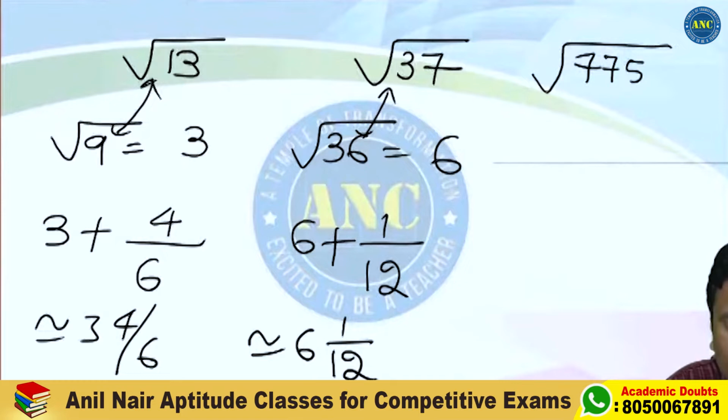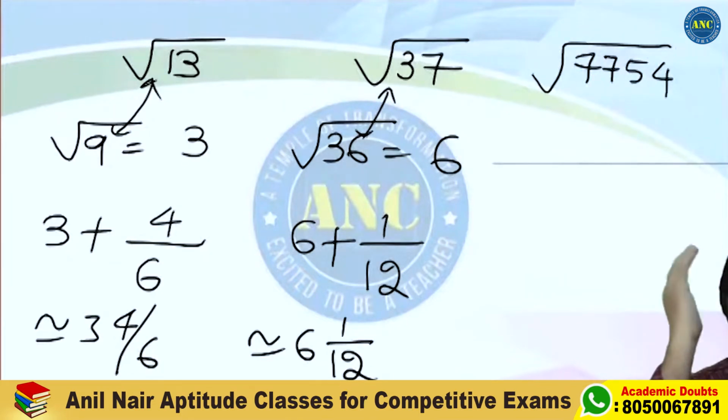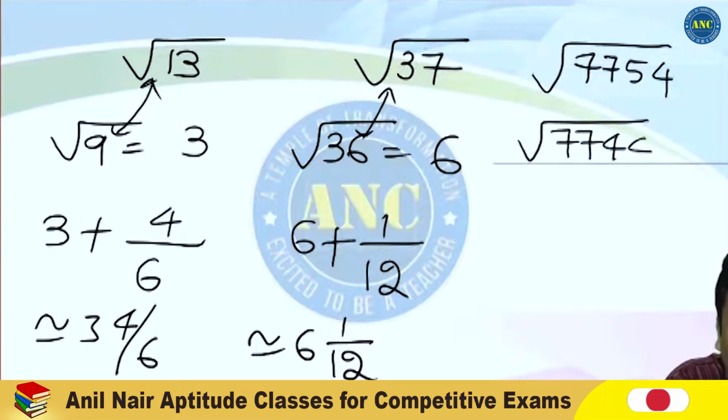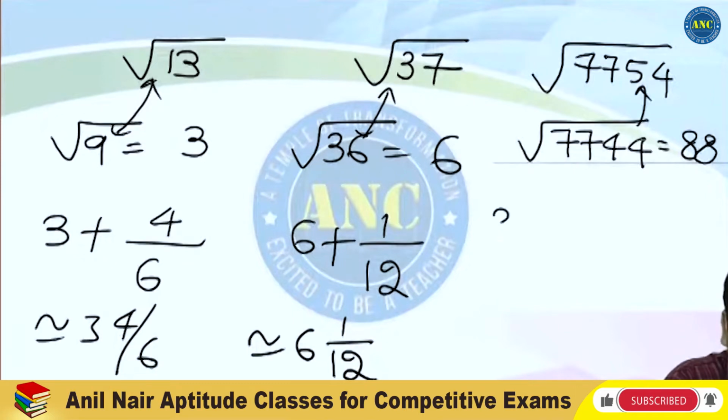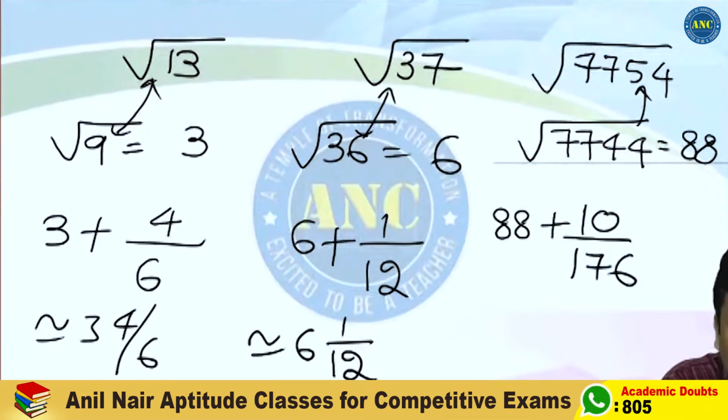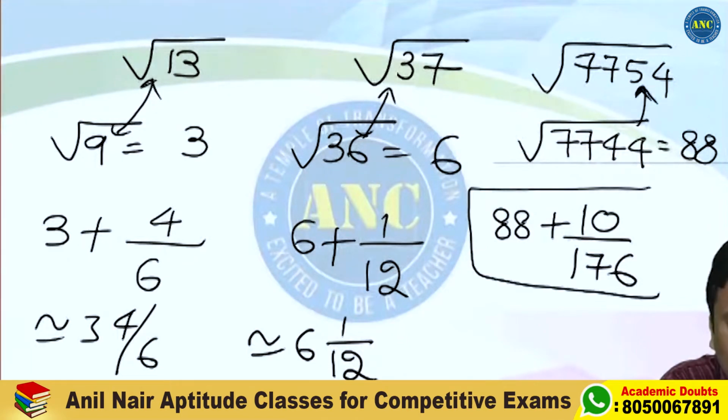Square root of 7754. Just by looking at the question itself, what is the nearest perfect square? Either you can take 88 or 87. If I take 7754, 88 squared is less than this value. 88 minus 10 divided by 176. Sorry, 88 plus 10 divided by 176. This value is greater than this value.